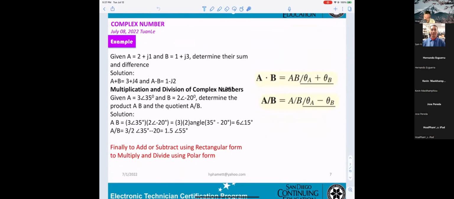So in the example here, they give you A and B, and they want you to add A to B or subtract, and we already did it, okay? Or they want to use multiplication or division. You have to use the polar, okay? So that is very important.